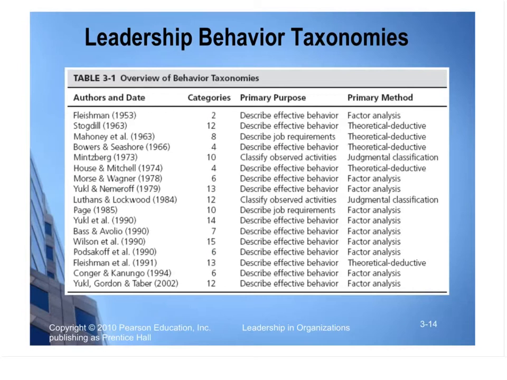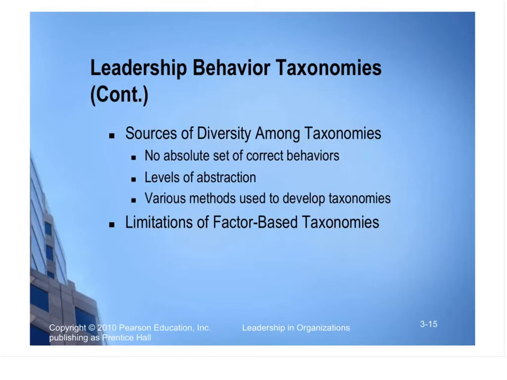So this is very, very technical research findings that you can see. These are different methods used in their type of research, so it's not necessarily what we need to cover. And then source of diversity among taxonomies. No absolute set of correct behaviors.